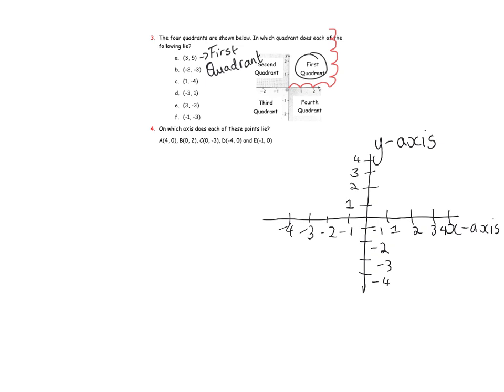Now, the first point we have then is the point (4, 0). So that goes across 4. So 1, 2, 3, 4. And then it goes down 0. So this is going to stay as that point there. So then is this one on the x-axis or the y-axis? This point is on the x-axis.